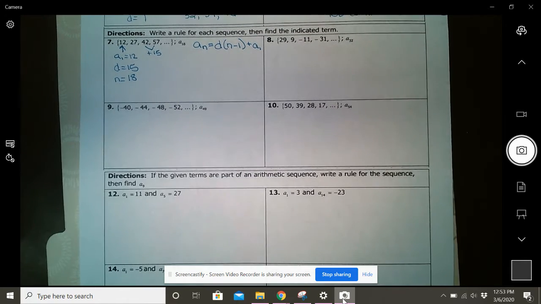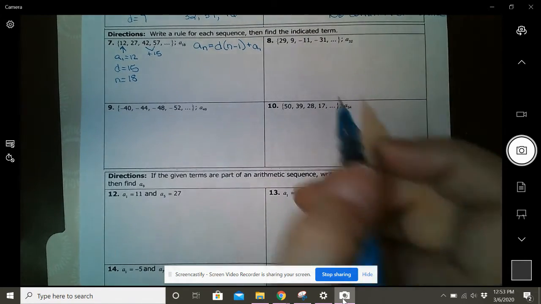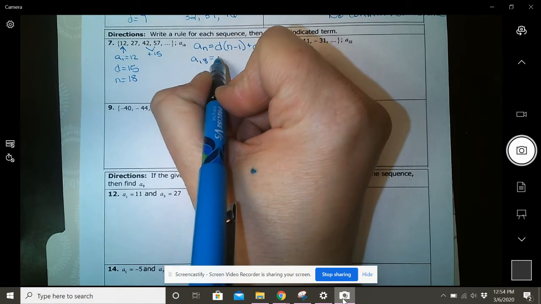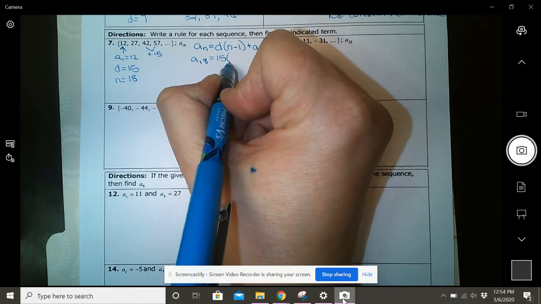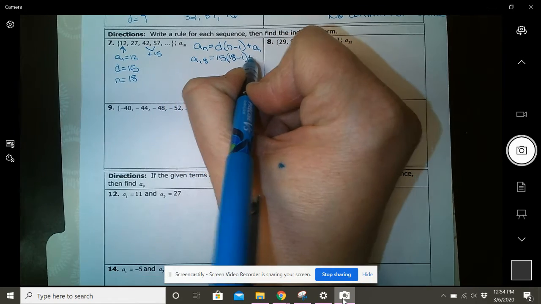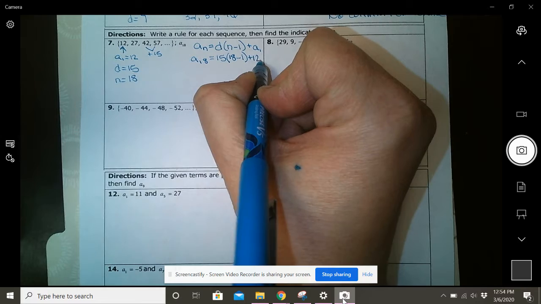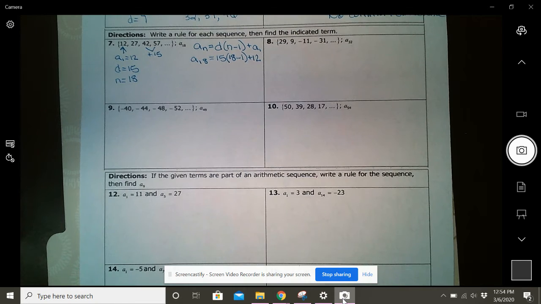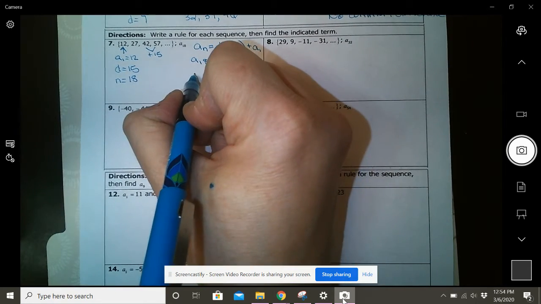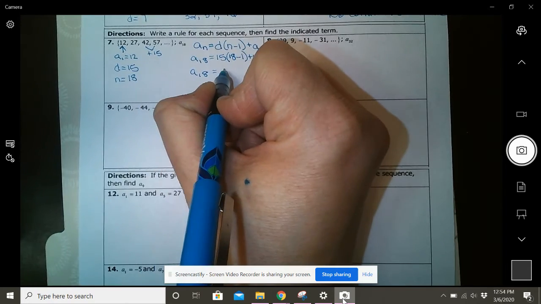So let's put everything into the formula and see what we get. We want the 18th term. The common difference is 15. We use 18 in the n position, and we add in the very first term of 12. From here, you can just do some simple arithmetic, and you will get that the 18th term is 267.